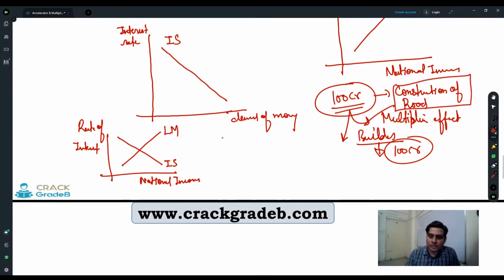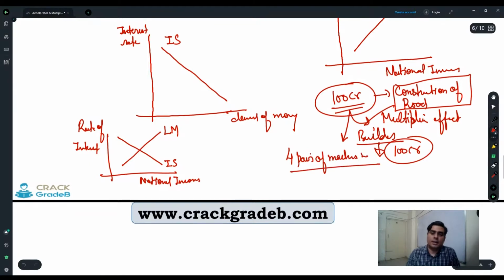Earlier he had four pairs of machines, right? He had four pairs of machines for the construction. Okay, he has four pairs of machines to construct that building, right? And he used this 100 crore, which is given by the government, for the construction, and he just used those four machines only, right?